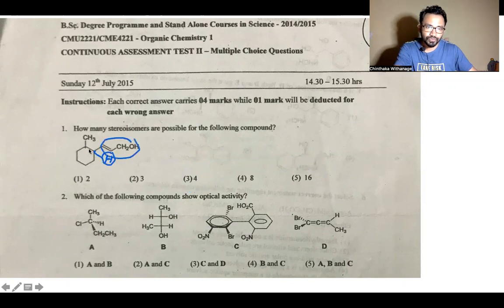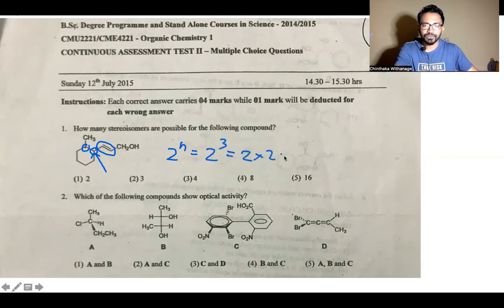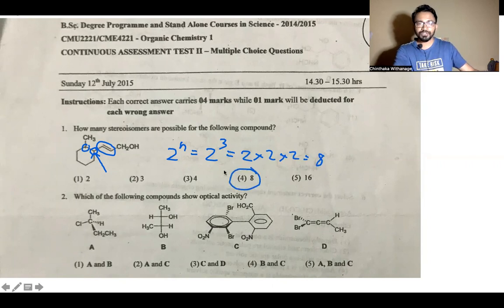So 1, 2, and here also you have to divide like this. So it's another group and this is another group. So 3 stereo centers are there. Ne? This is one and this one is another one, this point and this point. So 3 stereo centers, so 2 to the power 3, 2 into 2 into 2, it will be 8. So that's how the answer comes for the fourth one. The fourth one is our answer.